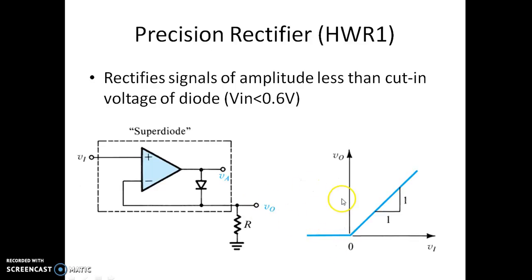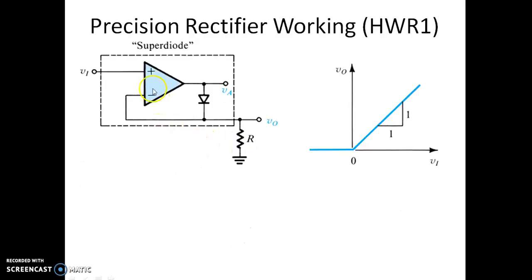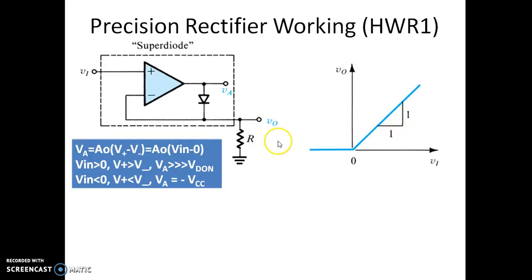You can see the transfer characteristics of the same is given over here. So let us see the working of this precision rectifier in detail. Now this is what we are looking at: a super diode and a resistor. Transfer characteristics: the output voltage is 0 when it is the negative half cycle, when the input voltage is negative. When the input voltage is positive, the output exactly follows the input because the slope is 1.